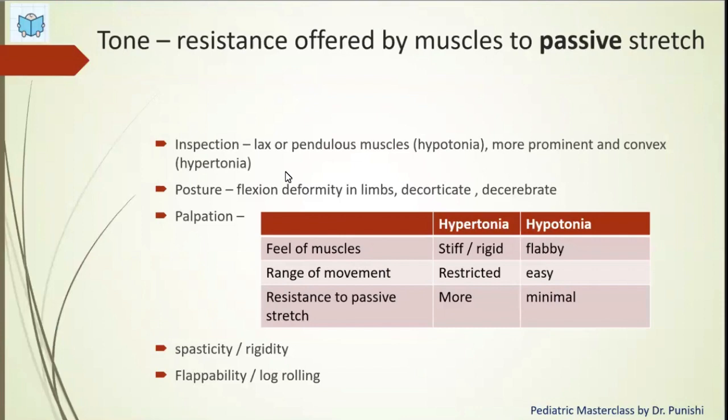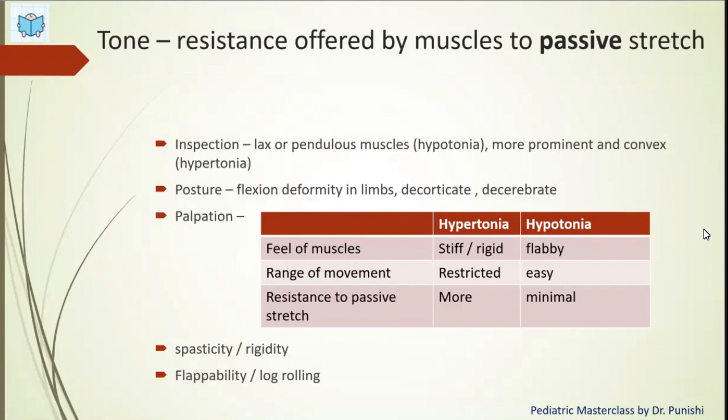So on inspection, how do you assess the tone? So first is whether the muscle is lax or pendulous. If the muscle appears more prominent, it has a convexity, then it indicates more towards hypertonia. Whereas, let's say the limb is loosely lying on the bed, then it points more towards hypotonia. Now, what is the posture? Is there any flexion deformity in the limbs, decorticate or decerebrate posture?